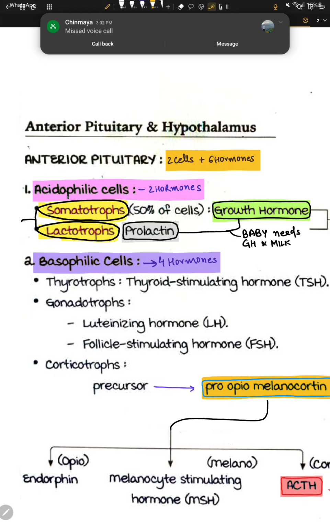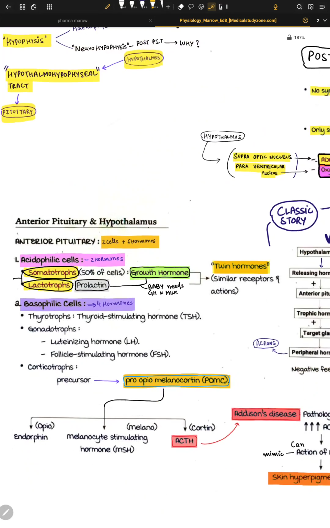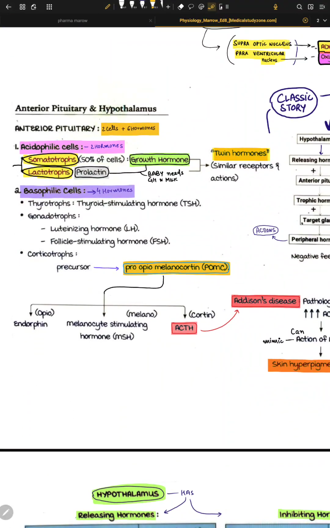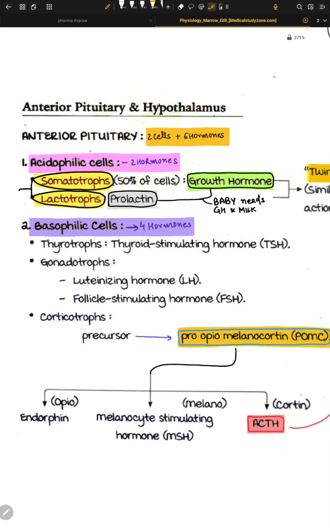We have somatotrophs. Somatotrophs release GH. We have lactotrophs, which release prolactin, right? So prolactin makes milk, and somatotrophs make GH. We'll only talk about prolactin and growth hormone. Okay, so what about basophilic cells? Basophilic cells love basic dyes, and they make 4 hormones.